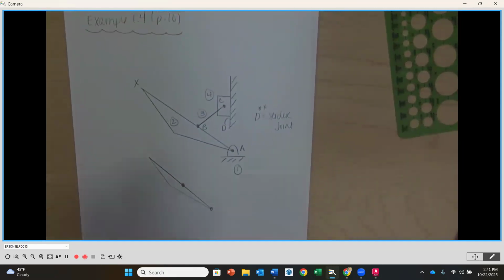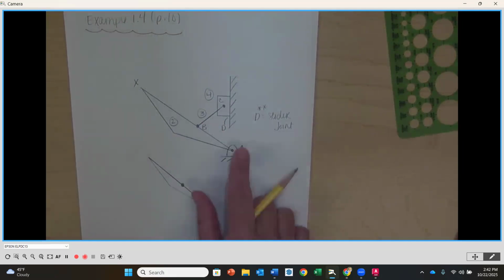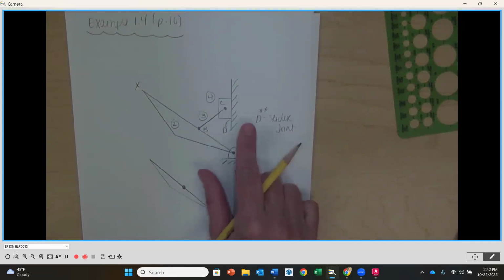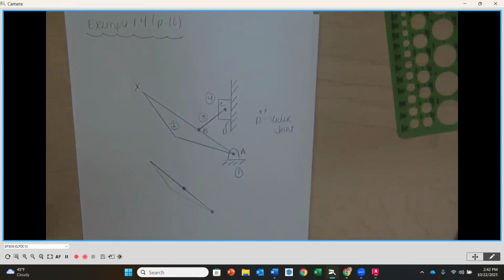But other than that, are there any questions on the numbering and the lettering? I started with the frame here. You could start the frame there. It doesn't really matter which one. There are two connections to the frame, but you want to label one of them. Don't forget that between the slider and the frame, there is a sliding joint. Okay, so that's where my joint D is. That's a slider joint or a sliding joint. All the other ones are pin joints. Okay.